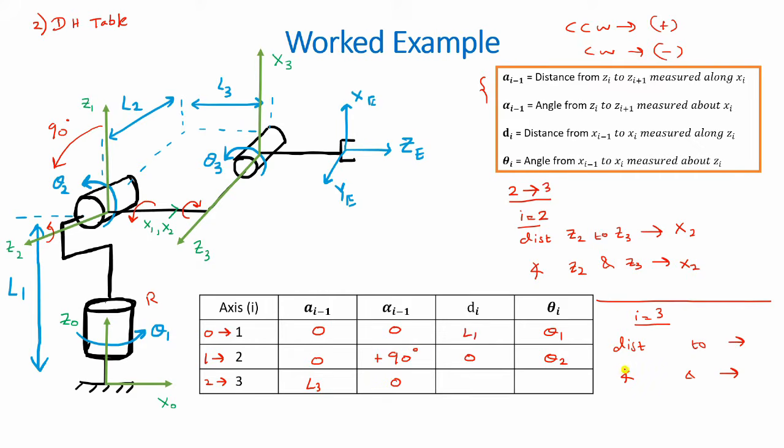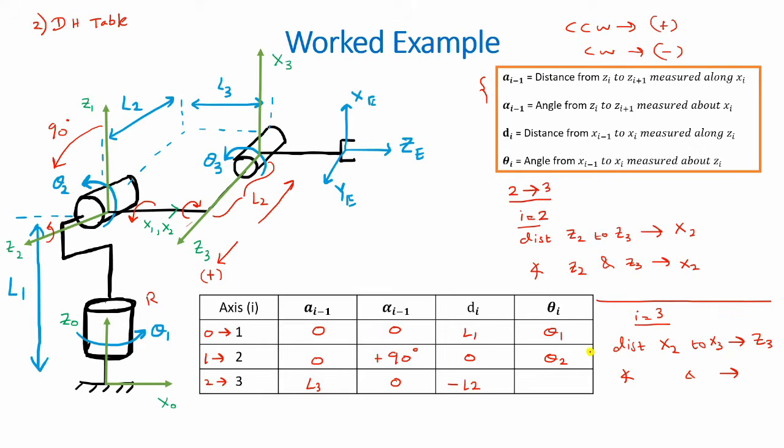For the next two parameters, for d_i, we look at the distance between x2 to x3 about z3. So the distance between x2 over here and x3 over here in line of z3. This distance would actually be the length of this particular link over here, which is L2 as given. But z3 is pointing in this direction, which means this direction is positive. And since we're moving from x2 to x3, we are moving in the opposite direction. So this value would be negative L2.